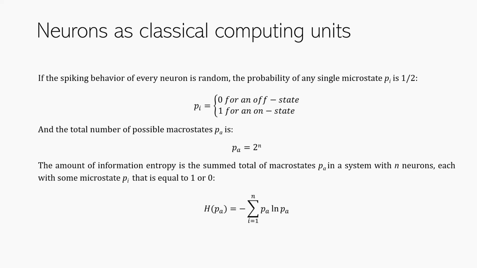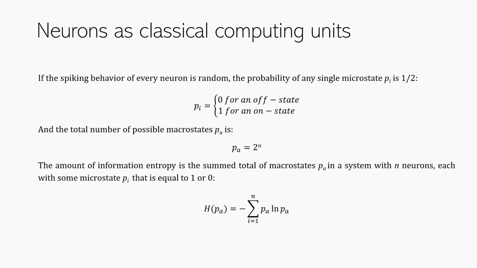The amount of information entropy is the sum total of macrostates Pa in a system with n neurons, each with some microstate Pi that is equal to 1 or 0. And so the probability of any one macrostate Pa represents all possible combinations of microstates Pi for the set of neurons n, each of which is in an on state or an off state. This is the Shannon entropy of the system, or the amount of classical information held by the system.